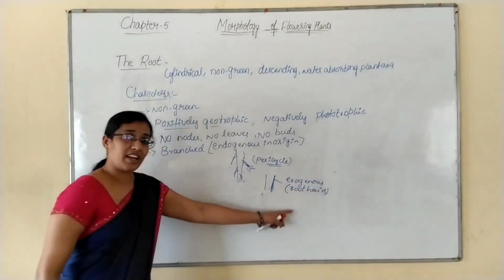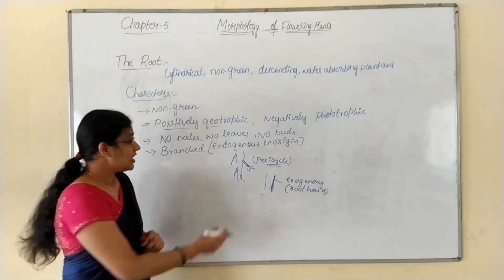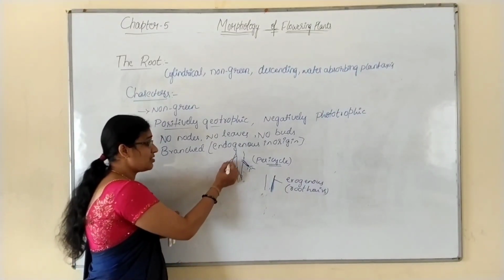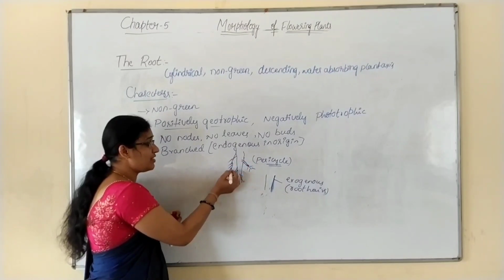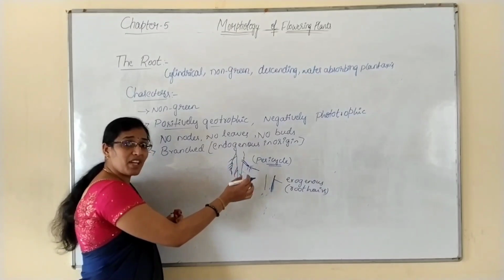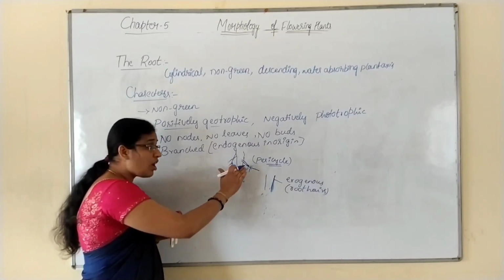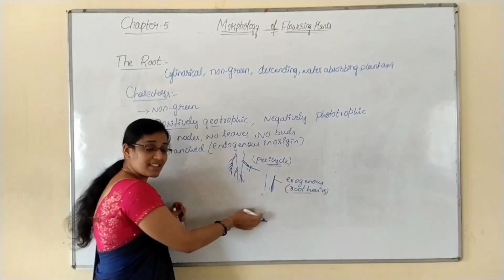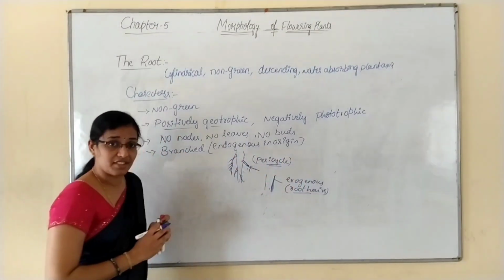So root hairs are exogenous in origin. These roots and root branches will be bearing small thread-like structures which are formed on the epidermal region. Those are called root hairs. It is exogenous in origin.